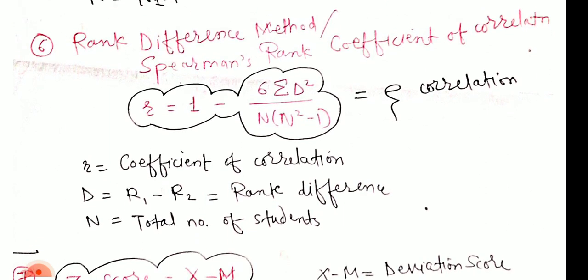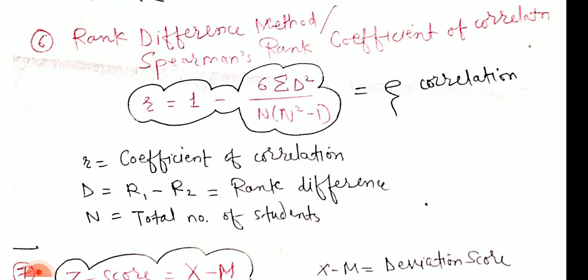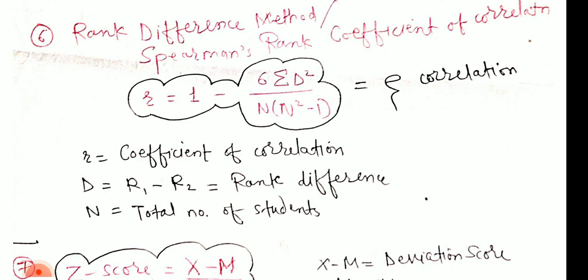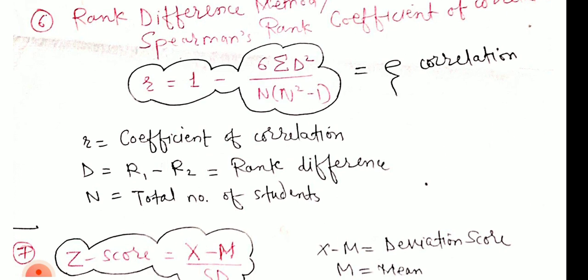So coefficient of correlation is represented by rho or R is equals to 1 minus 6 sigma d square divided by n into n square minus 1, where R is the coefficient of correlation that is to be calculated, D is the rank difference, means R1 minus R2, n is the total number of students.